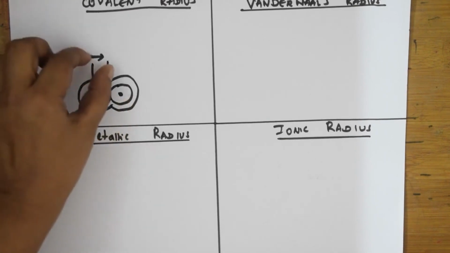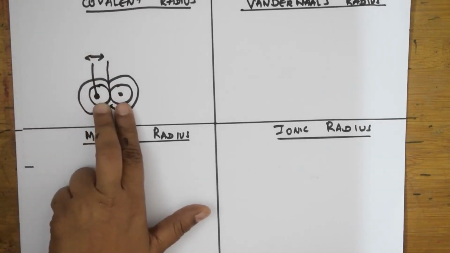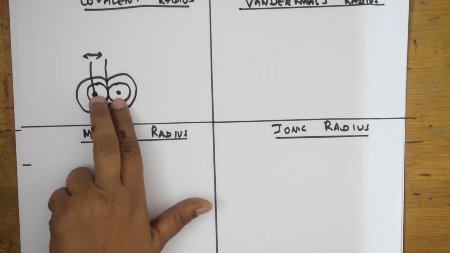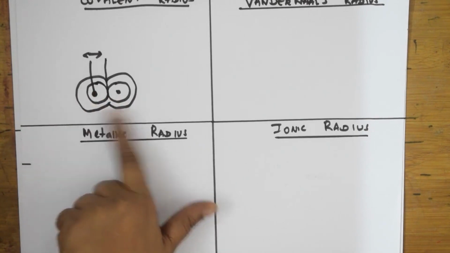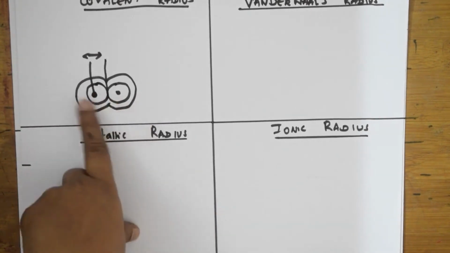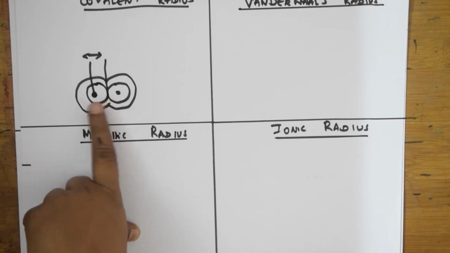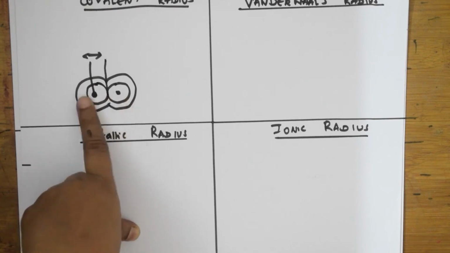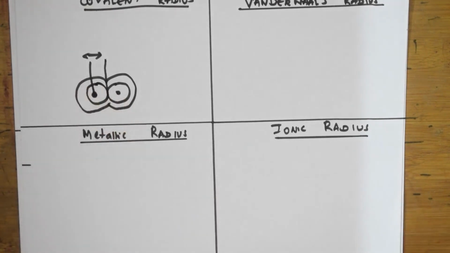Once again, this is half, isn't it? It is half of the distance between two successive nuclei, and how are these nuclei bonded? They are bonded covalently by a covalent bond, isn't it? Yes, right. These are also called single bond covalent radius. Once again, what is covalent radius? Covalent radius is half of the distance between two successive nuclei, but they are bonded by a covalent bond. That's why it is called single covalent radius.